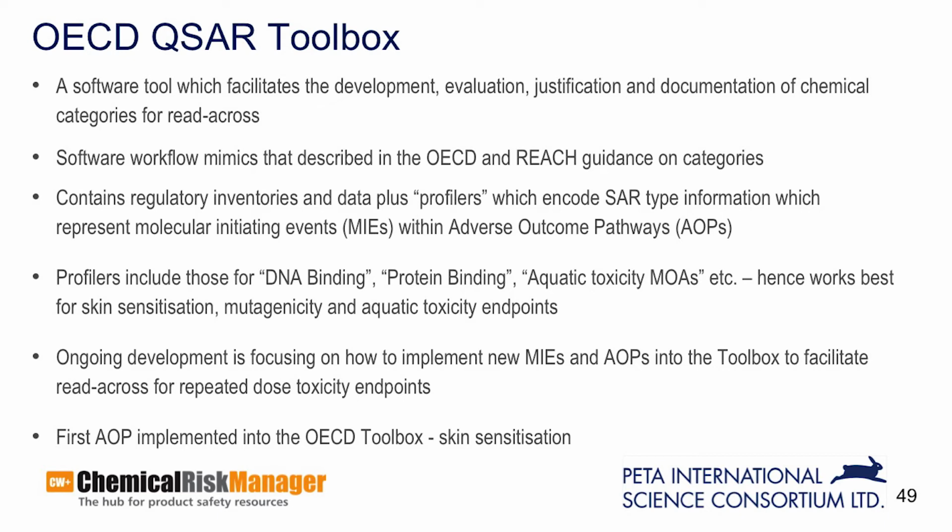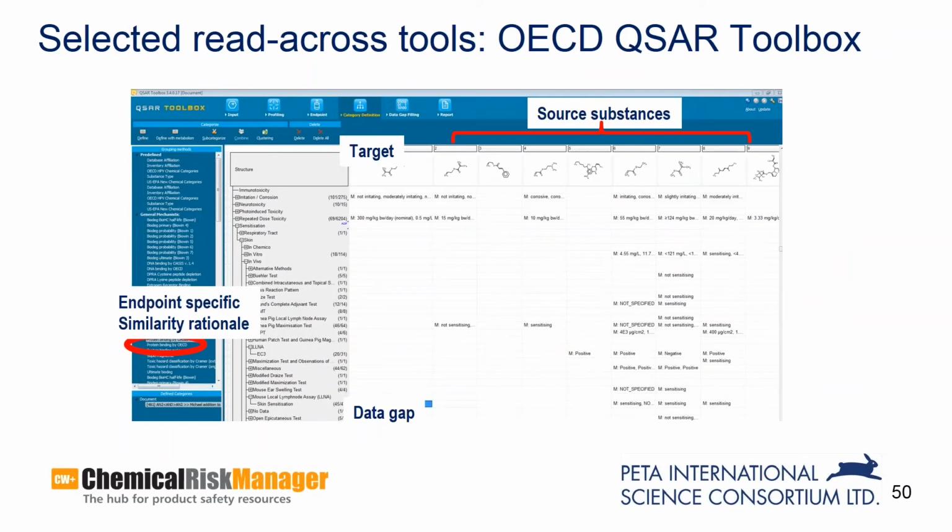We've highlighted here just a couple of avenues of where some of the current focus is on implementing ALPs within the toolbox that are going to be much more useful for addressing repeated dose toxicity endpoints. And as a proof of concept, in a sense, the first ALP that was actually implemented in the toolbox, and I think that was really made available back in 2014, was the ALP for skin sensitization. So on the next slide, I just wanted to show you what that interface really looks like.